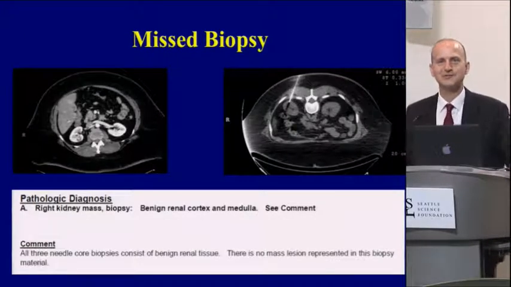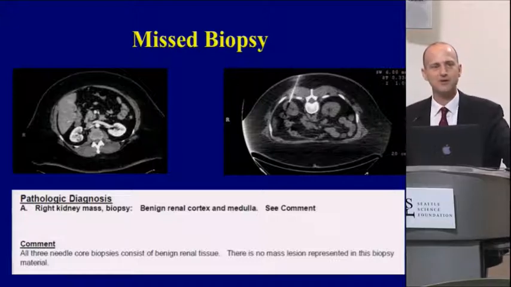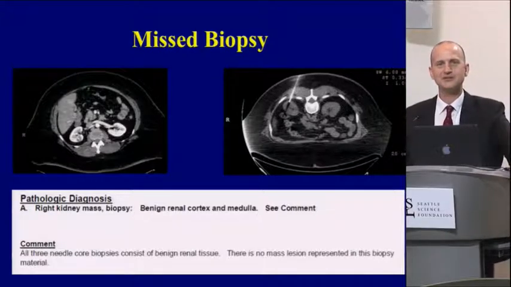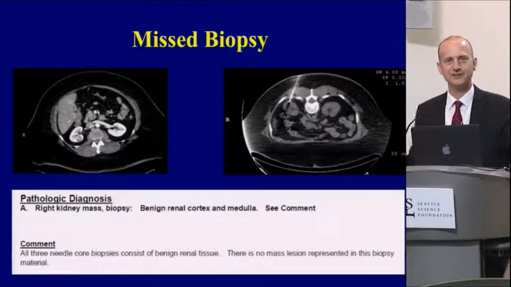This was a patient of mine. So look at the tumor on the right, pretty small, posterior, should be a chip shot, right, for the radiologist to go in there for that posterior tumor. So this is my pathology report. Benign renal cortex and medulla. See comment.